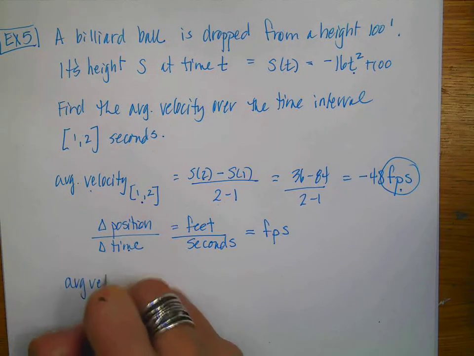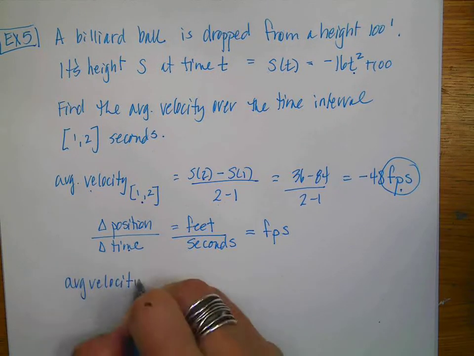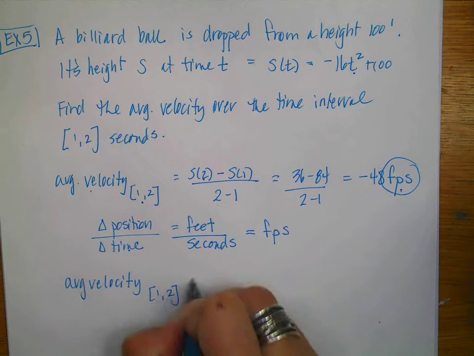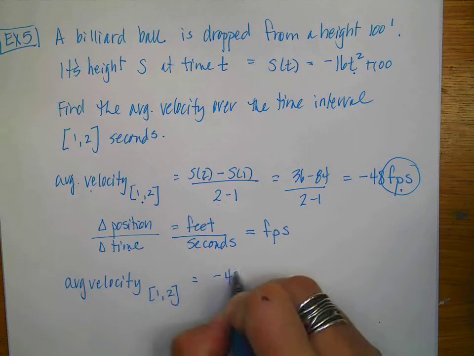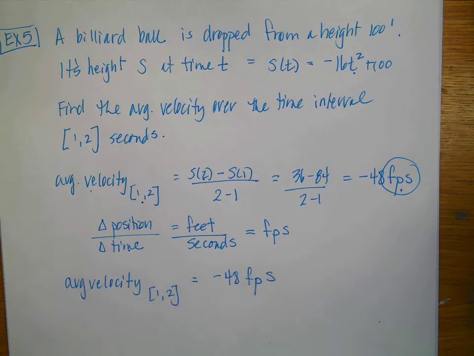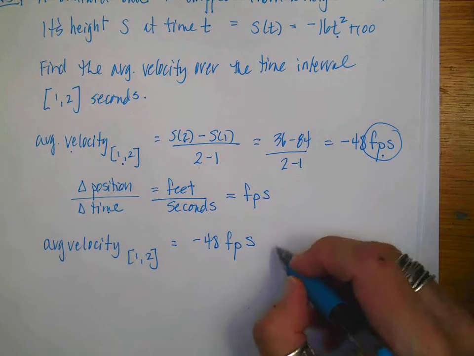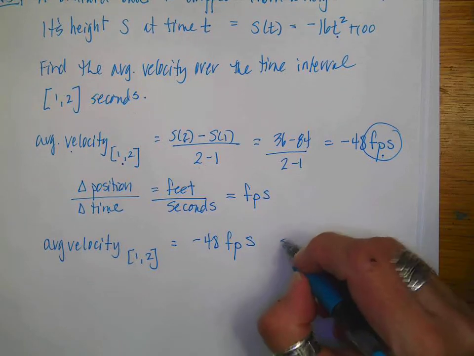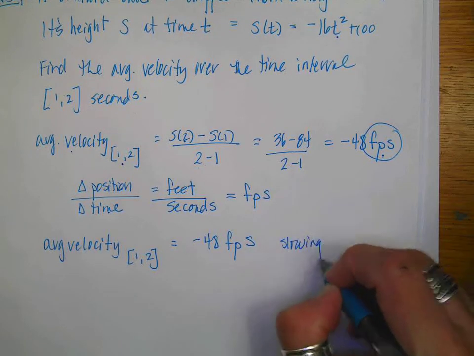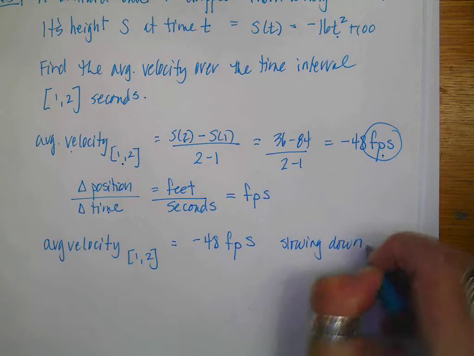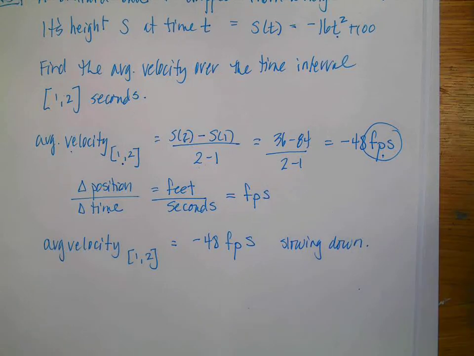So then I would write that my average velocity from 1 to 2 seconds is going to be negative 48 feet per second. And what that means with the negative is that it is just slowing down, or have a negative velocity.